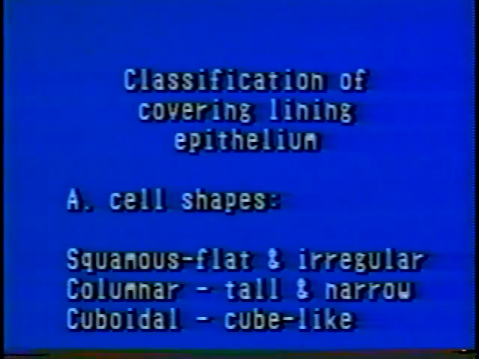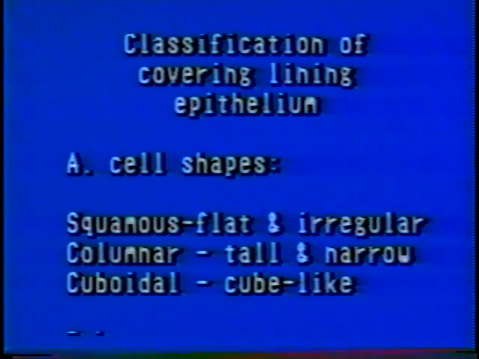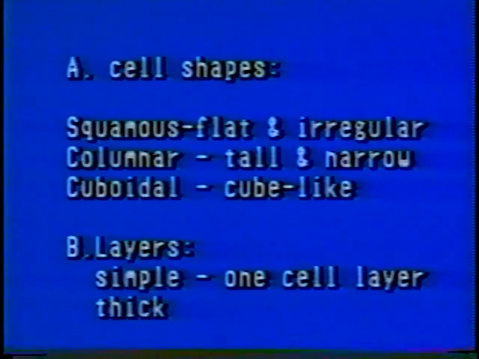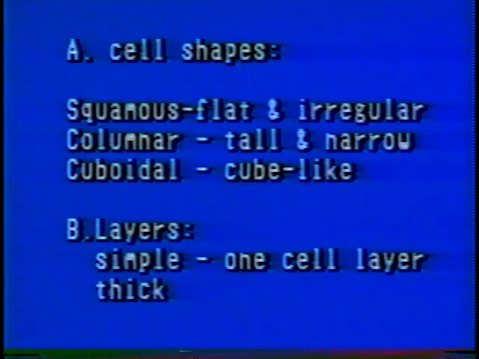Epithelia are classified in 2 ways. They may be classified by the shape of their cell. Those that are flat and irregular in shape are squamous. Tall, narrow cells are columnar. And cells that are more or less square are cuboidal.